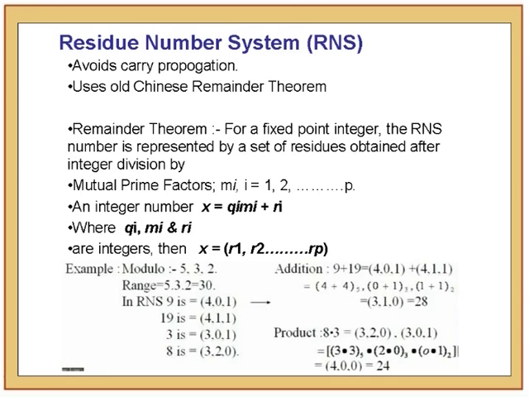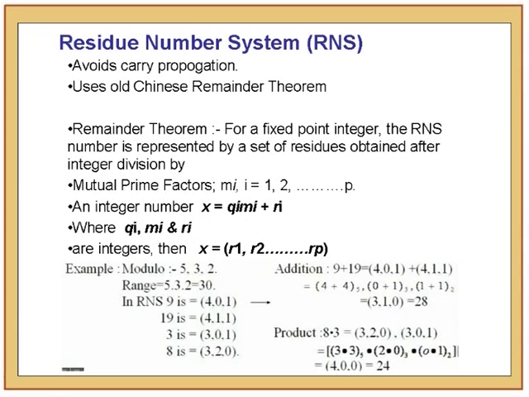So if I want to represent 9 in this modulo, which is 5, 3, 2, all I do is divide 9 by each of the modulo numbers: by 5, by 3 and by 2. If I divide by 5, the residue is 4. If I divide by 3, the residue is 0. If I divide by 2, the residue is 1. So I say 9 is represented in RNS as 401. By the same logic, I can find any number represented by its residues. Of course, if you choose another modulo, it will have different numbers. But for a given modulo, these numbers are now fixed.